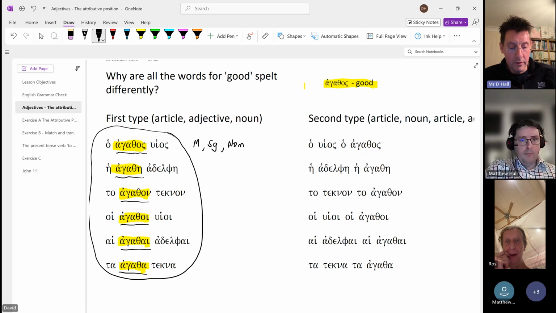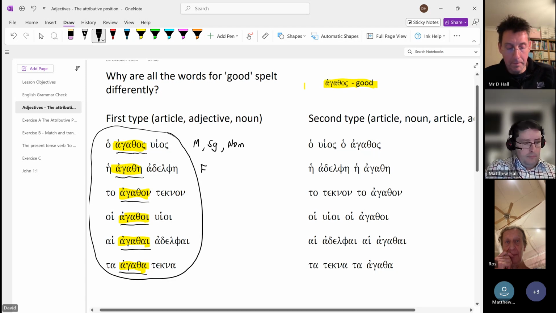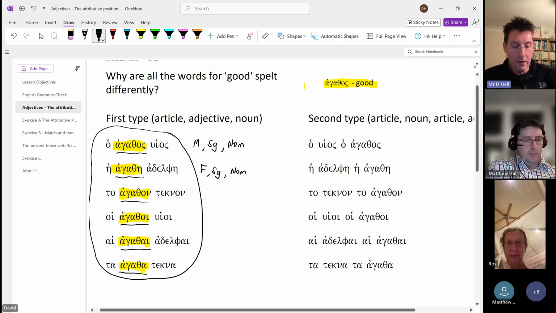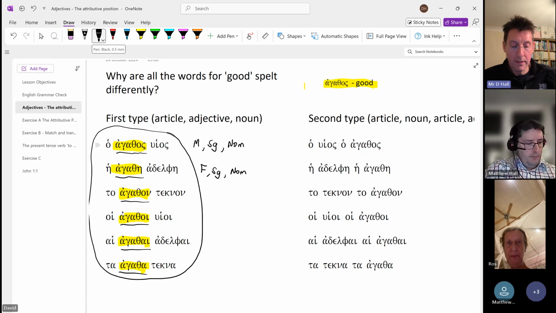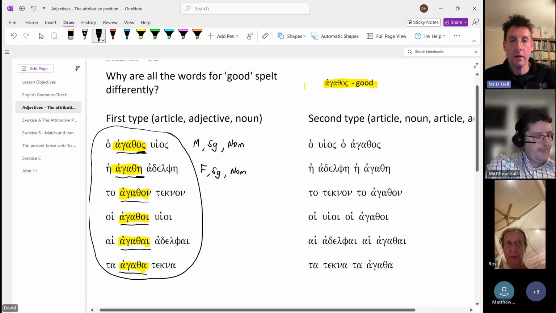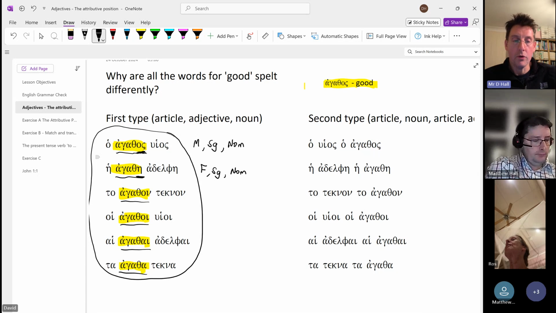So you can see in the next one down, we have adelphe, which is sister. And sister is feminine, and it's singular, and it's also nominative. So it's the sort of subject, if you like. Therefore, the good is going to need a different ending because it's no longer a masculine noun, it's now a feminine noun. So we have a different ending, and no surprise, hopefully, it's quite similar to the endings for your nouns, which we've learned already.